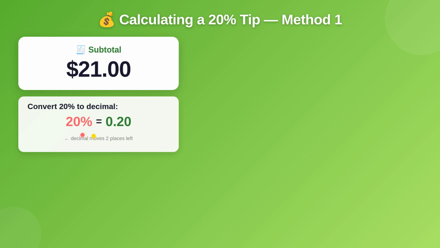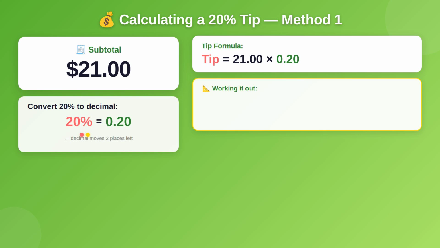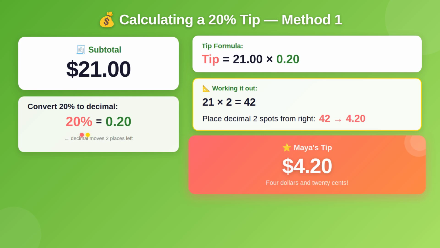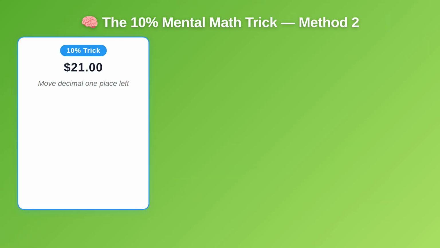Maya decides to leave a 20% tip because her server was amazing. Let's use method 1. The subtotal is $21. 20% as a decimal is 0.20. So we multiply 21 times 0.20. Let's compute. 21 times 2 equals 42. Then we place the decimal 2 spots in from the right, giving us $4.20. So Maya's tip is $4.20. That's a great tip. Now Maya's starting to see how powerful this percent math really is.